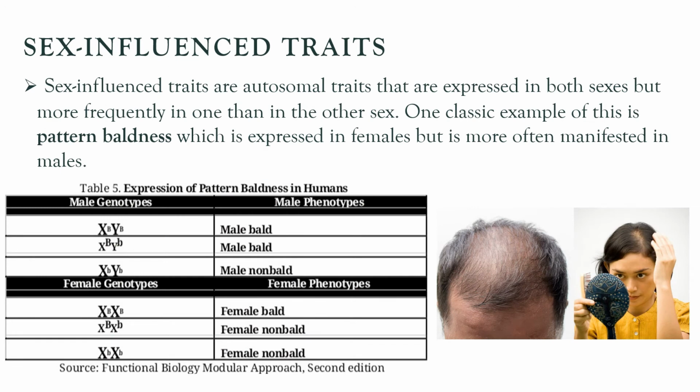There is another one, which is the sex-influenced trait. Sex-influenced traits are autosomal traits that are expressed in both sexes, but more frequently in one than in the other sex. One example of this is the pattern of baldness, which is expressed in females but is more often manifested in males. So an example of a sex-influenced trait is baldness. It can be seen in both, but is more often seen in one sex, which is male.